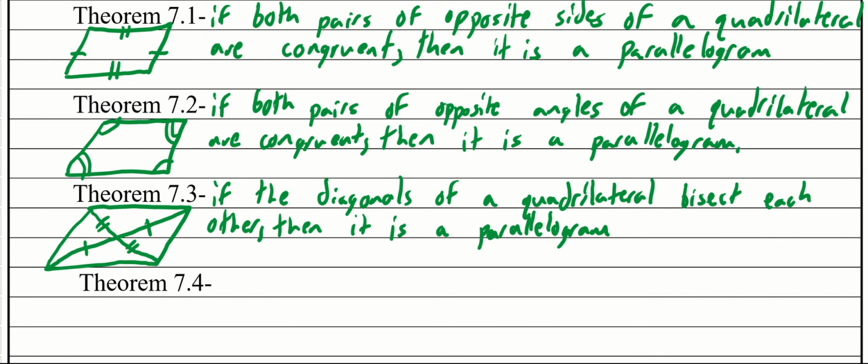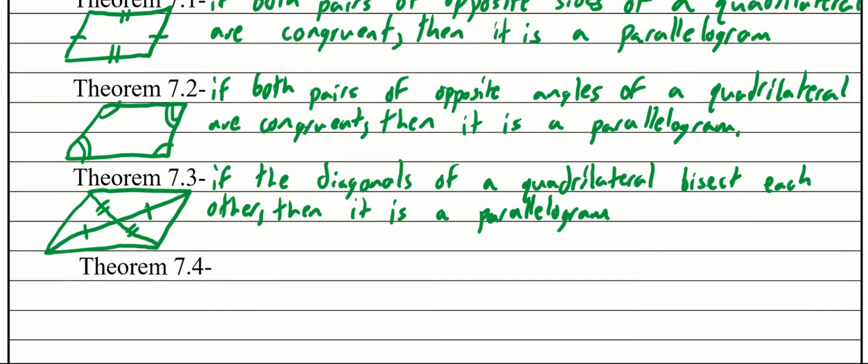Okay, so this is theorem 7.3. If I see a picture that matches this, and remember it has to be both diagonals, not just one of them, then I can say that it is a parallelogram. All right, and then last one here, 7.4, rounding everything out.